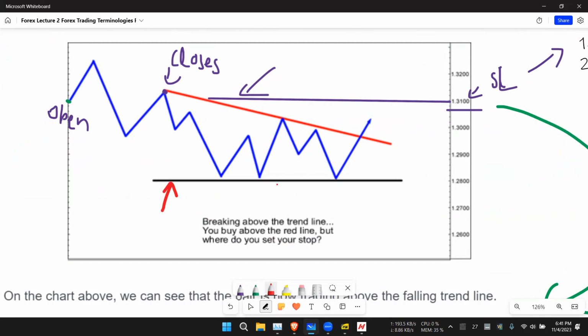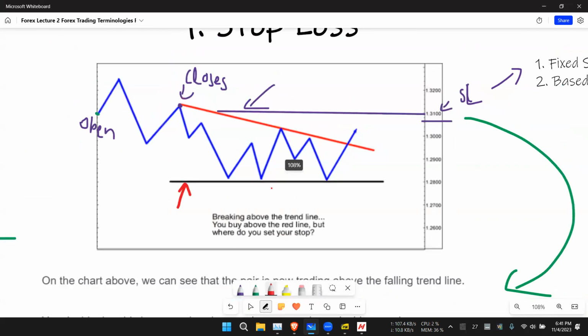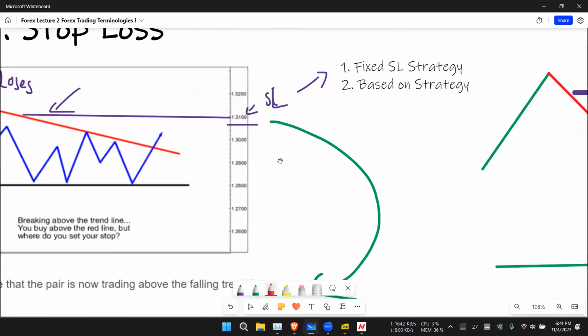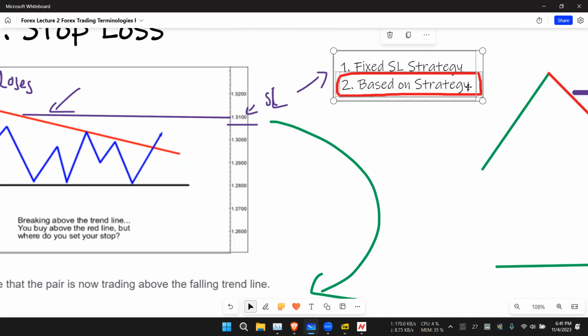It actually is providing us some kind of an idea that we are actually in the bearish market, right? So this means, in this case, we are going to use a strategy-based stop loss, right? You get the idea?